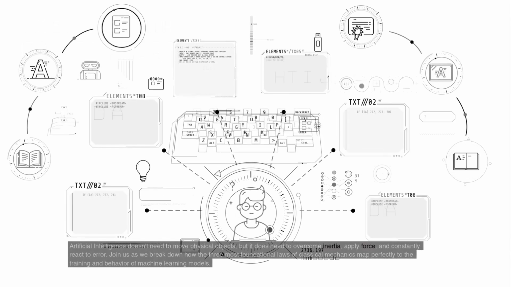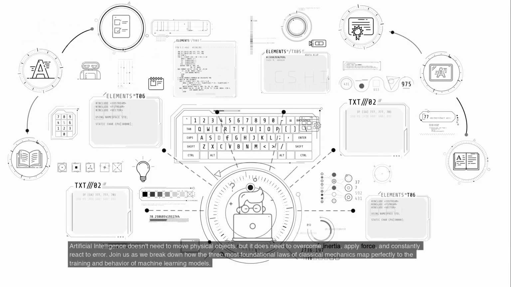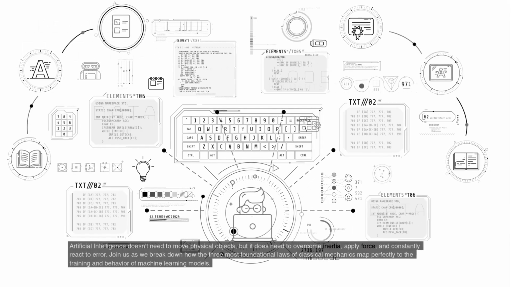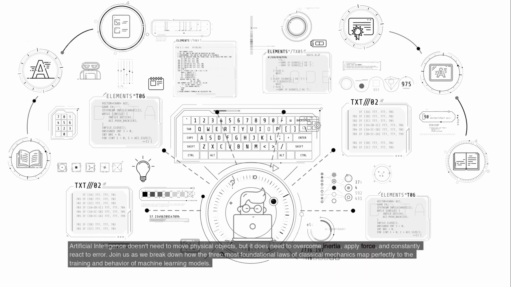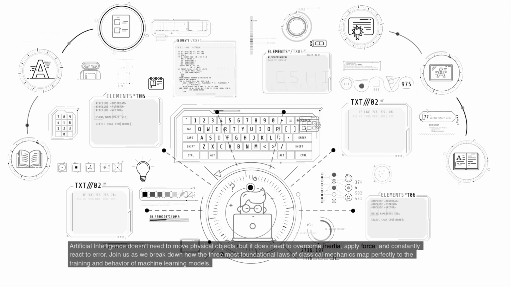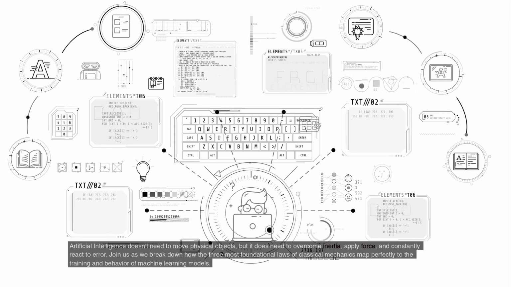Artificial intelligence doesn't need to move physical objects, but it does need to overcome inertia, apply force, and constantly react to error. Join us as we break down how the three most foundational laws of classical mechanics map perfectly to the training and behavior of machine learning models.